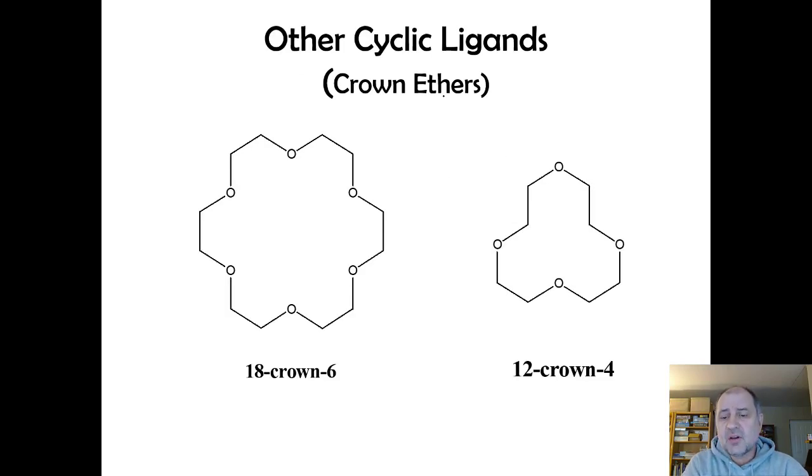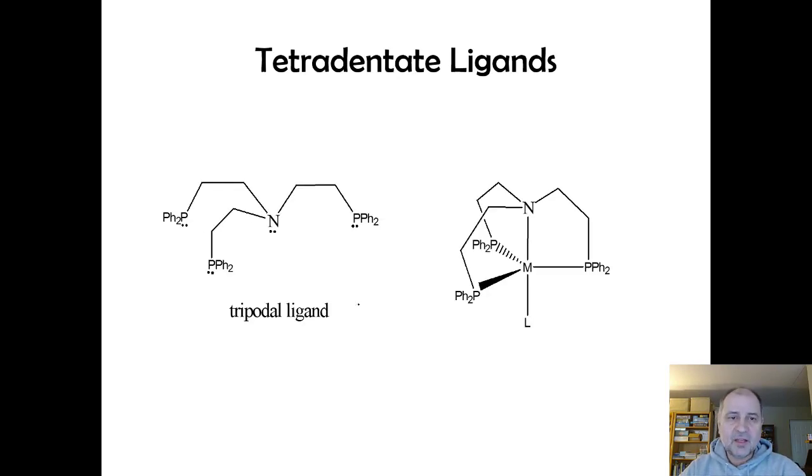We have crown ethers. Those are good chelators. 18 crown 6, right? The 6 referring to the 6 oxygens, the 18 referring to the total atoms in the ring: 2, 4, 6, 8, 10, 12. So 18 crown 6 simply means we have 6 oxygens, or 12 crown 4. This is just a more convenient way to name these.